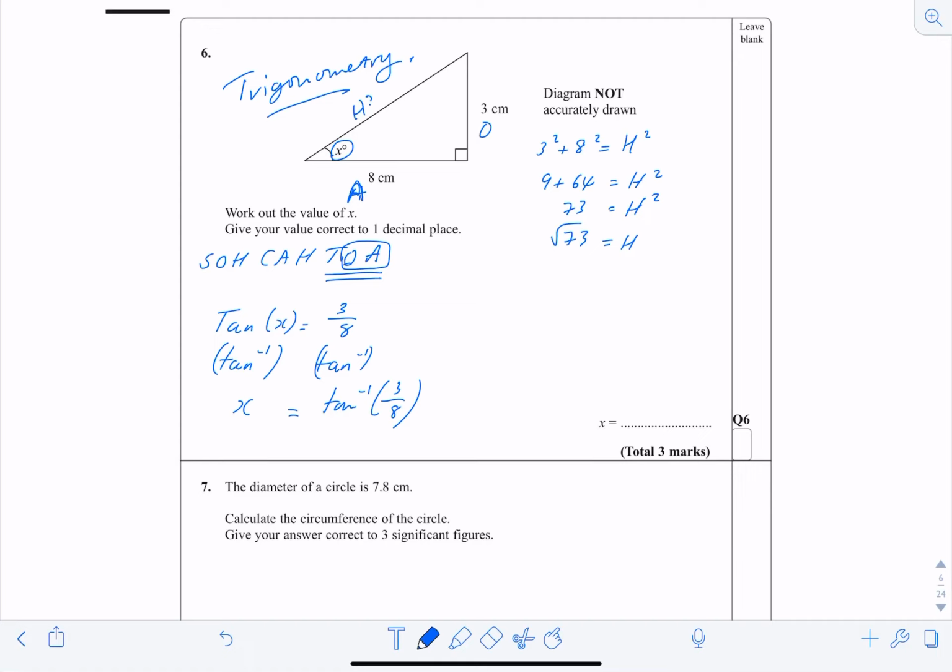So I can just put on my calculator, I'm going to put shift tan, and it says tan little -1, open brackets, 3 over 8, close brackets, and that gives me 20.556. And it says also write your answer to 1 decimal place. So that's 20.6. Look at the number after the first decimal place. If it's 5 or more, it rounds up. So 20.6 degrees is the answer.